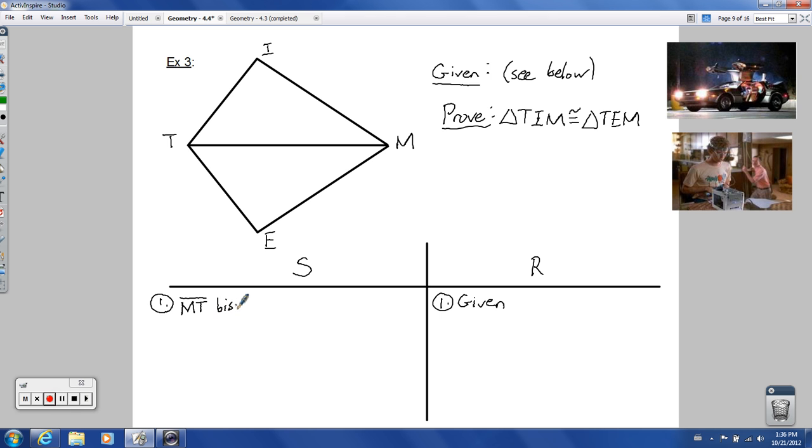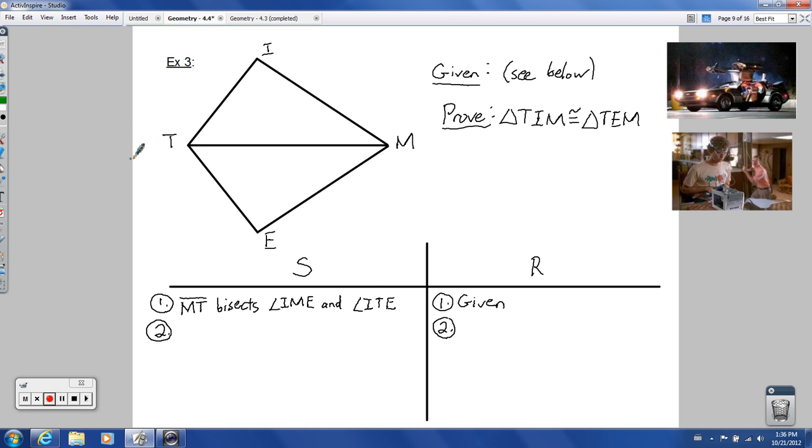bisects two different angles. I'm going to say it bisects angle IME, and it also bisects angle ITE. So I'm going to tell you that that is given. Okay, so let's start with that.